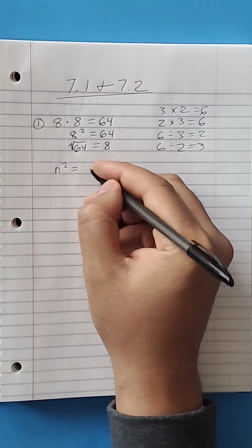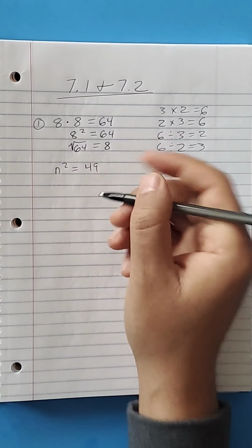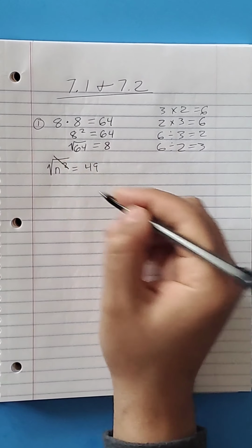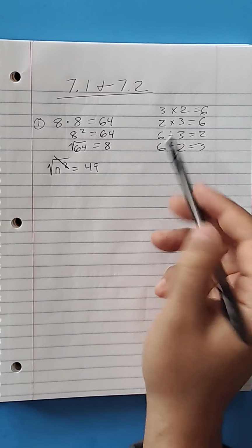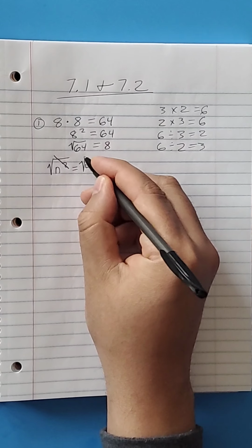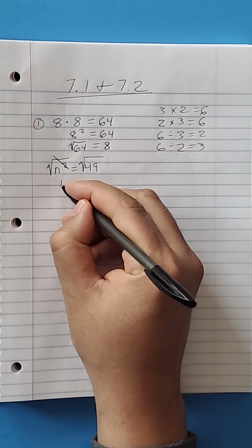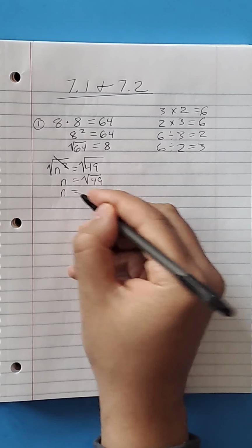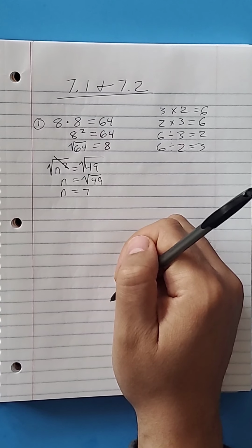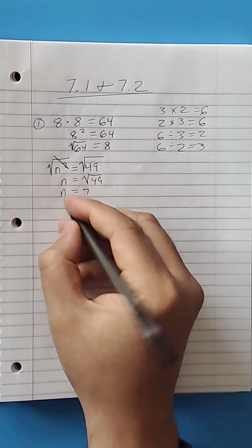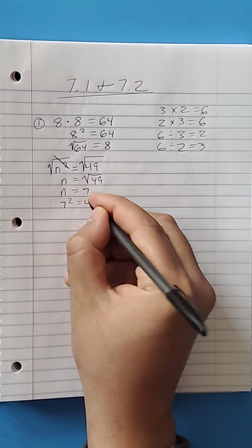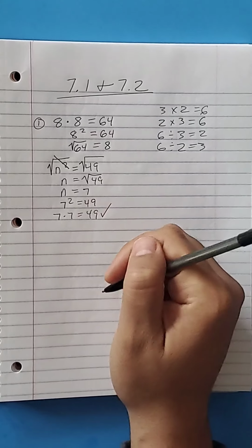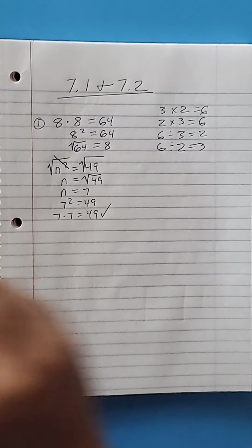For instance, if I say n squared equals 49, the opposite of squaring is a square root. Those would cancel out, just like when we multiply and divide, and they cancel out. And we do the same thing on both sides. So n equals the square root of 49, which means that n equals 7. And you can plug it back in: 7 squared equals 49, 7 times 7 equals 49, which is a true statement. So that's basically everything as far as the squares are concerned.